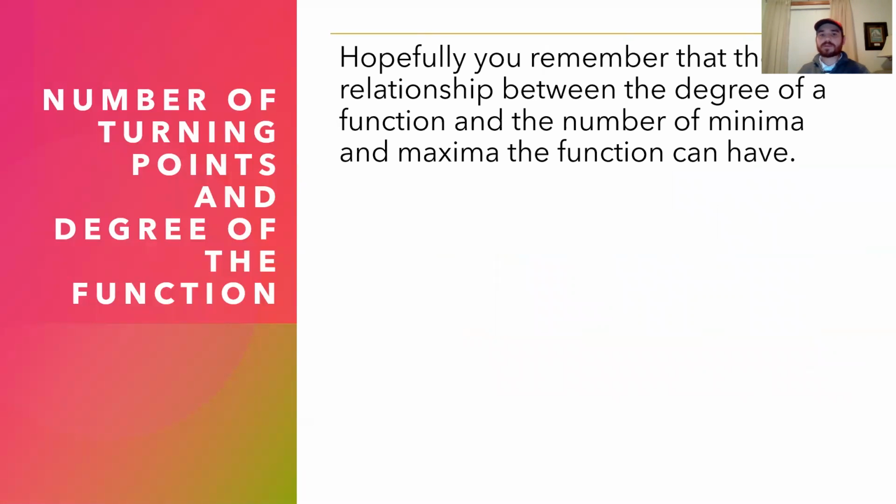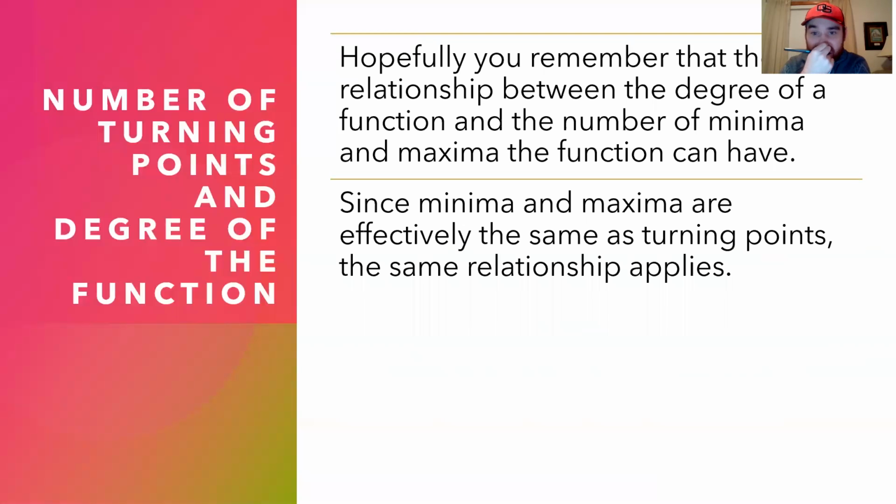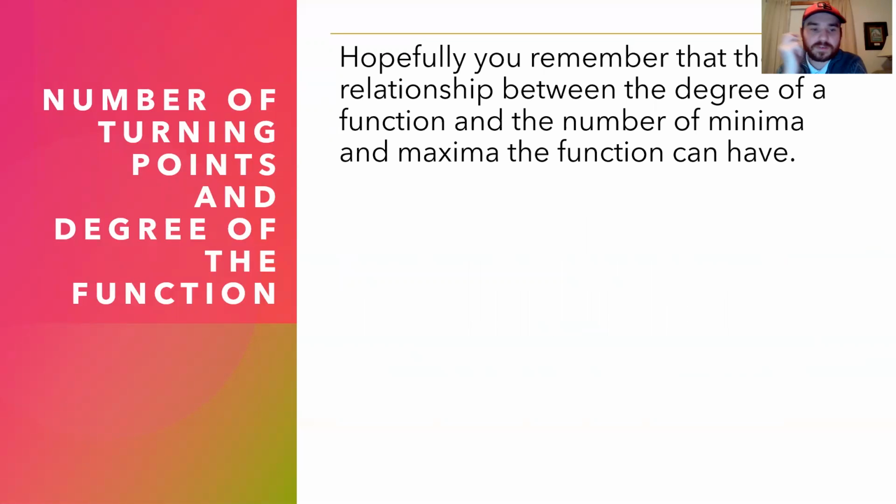Number of turning points and degree of the function. So hopefully you remember that there's a relationship between the degree of a function and the number of minima and maxima a function can have. We talked about this yesterday. We said that the number of maxima or minima a graph could have is one less than its degree. So a quadratic function, which has the highest exponent of 2, can have 1 maxima or minima. An x cubed can have 2. X to the 4th can have 3. X to the 21st can have 20.